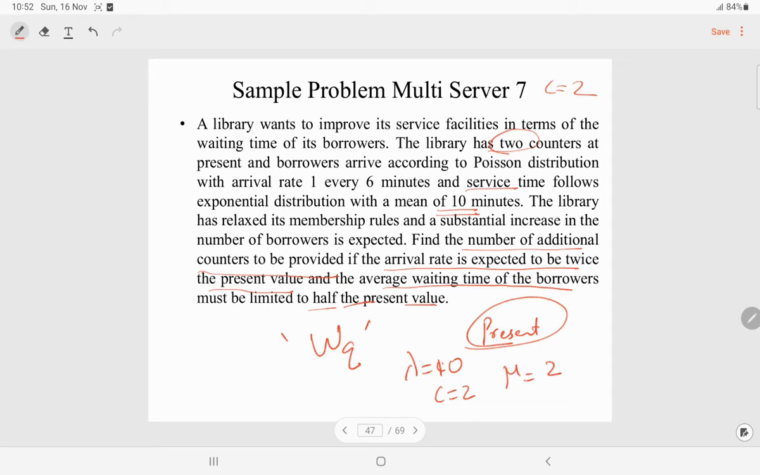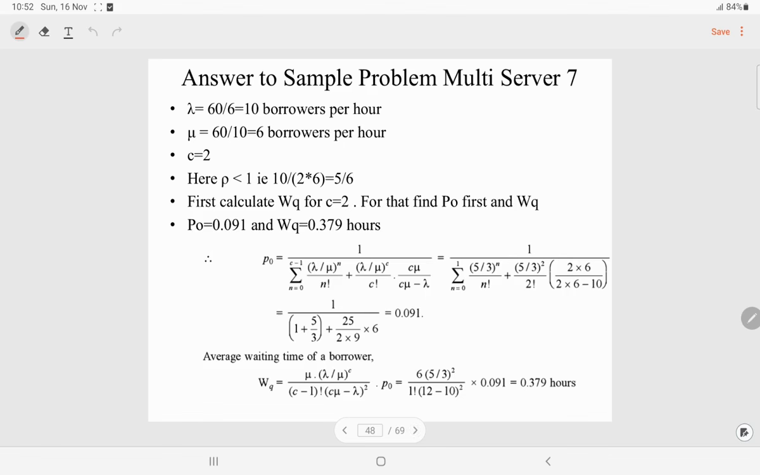Mu is equal to 6. We need to find out the WQ. So as I mentioned, 10 borrowers per hour, 6 borrowers, and the value is less than 1. First calculate the WQ for C equal to 2. For that first find P0, then WQ. We have got the values and this is how this works, and WQ is equal to 0.379 hours.